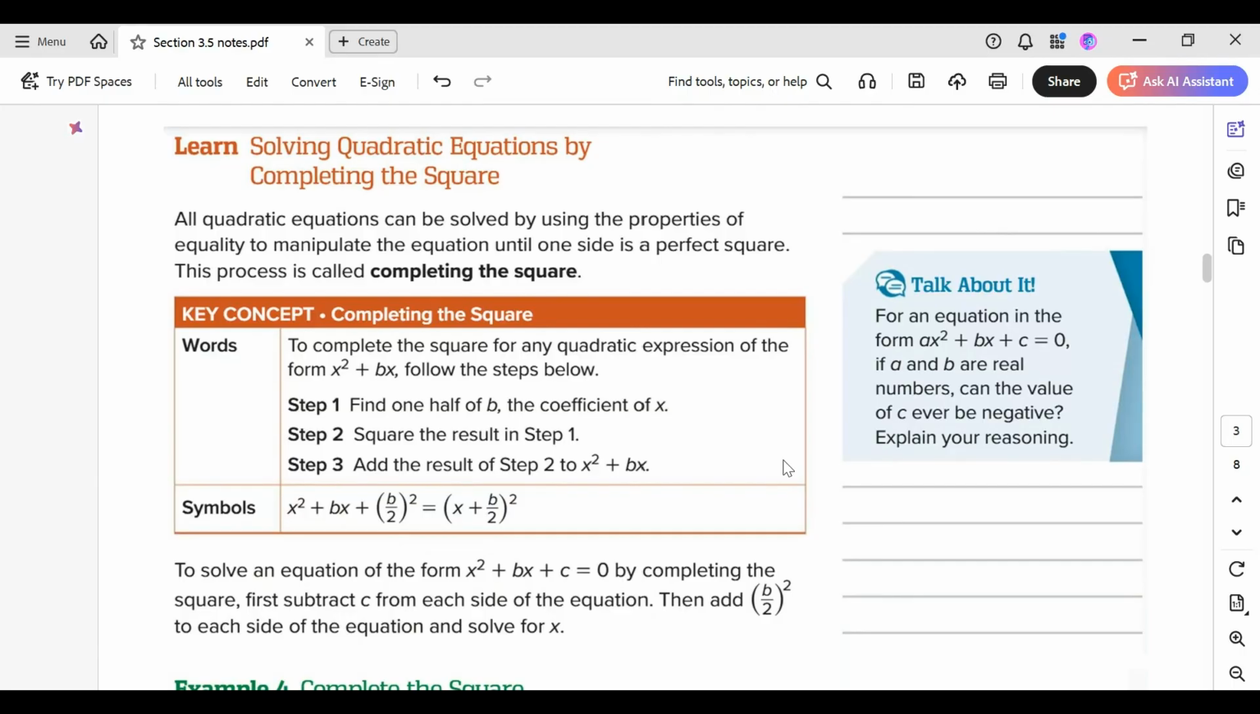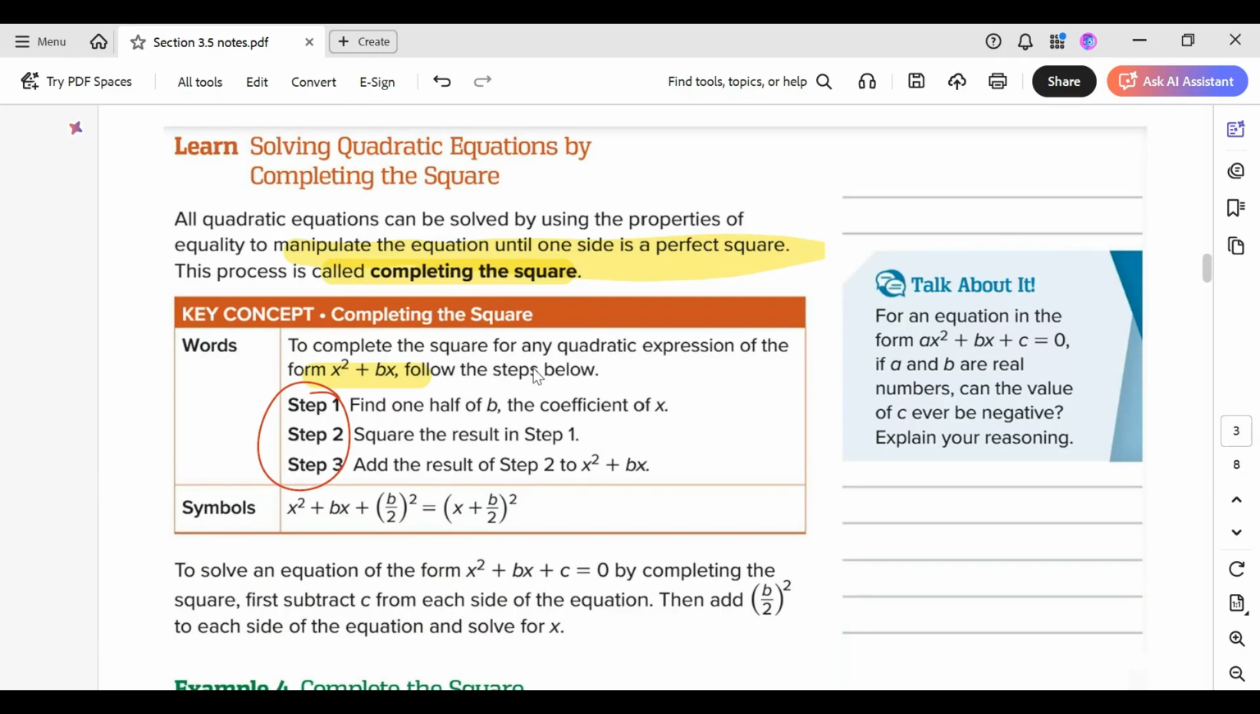Solving quadratic equations by completing the square. Completing the square is when we manipulate the equation so that one side is a perfect square, and we call it completing the square. In order to do that, we need to first be in the form of x squared plus bx. So we need to follow this procedure right here. Step 1, find half of b, which is the middle term coefficient. Step 2, we're going to take the square of that result from step 1, then add it to x squared plus bx.